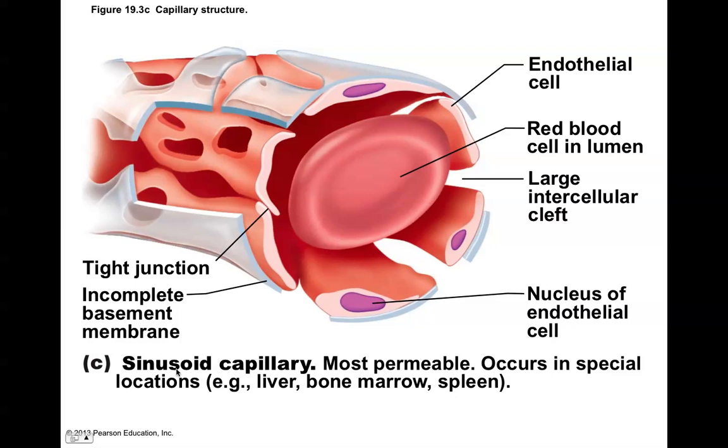And here's a figure of a sinusoid capillary. We will talk about these when we get to studying the liver. We also refer to it at the level of the bone marrow when we talk about blood cell production, and actually we talked about that already in chapter 17 about blood. We also find these in the spleen. Here's the large intercellular cleft, and you can see why these are the most permeable type of capillary.